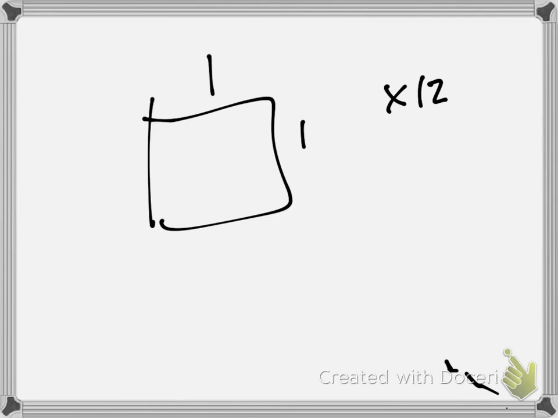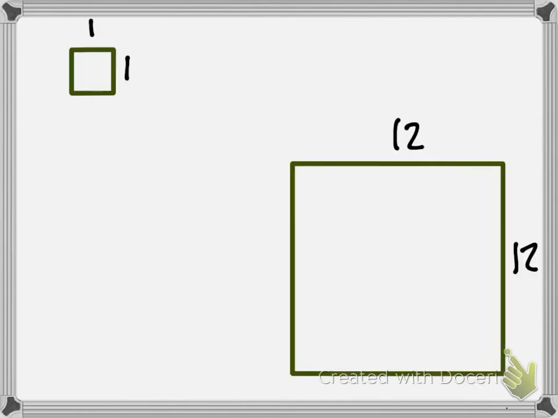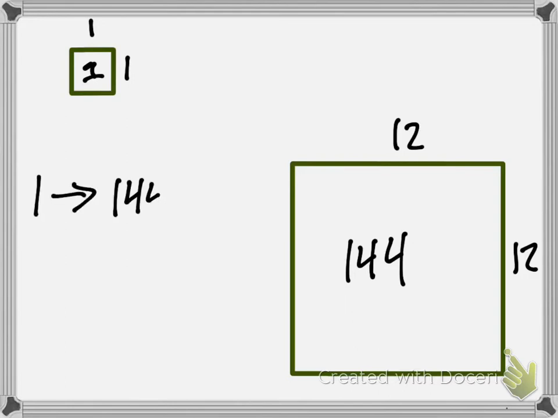144. Yes. And here's the proof. If I multiplied each side by 12, from 1 to 12, that's 12. The area of my first shape is 1. The area of my second shape is 144, which means I've gone 1 to 144. That's 1 times 144, which is the same as 12 times 12, or 12 squared.